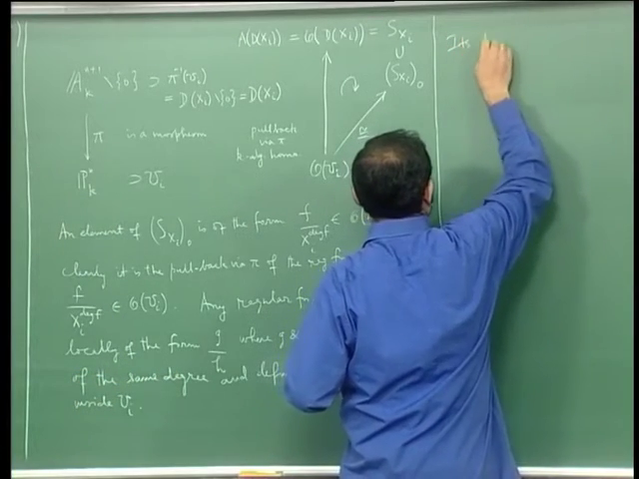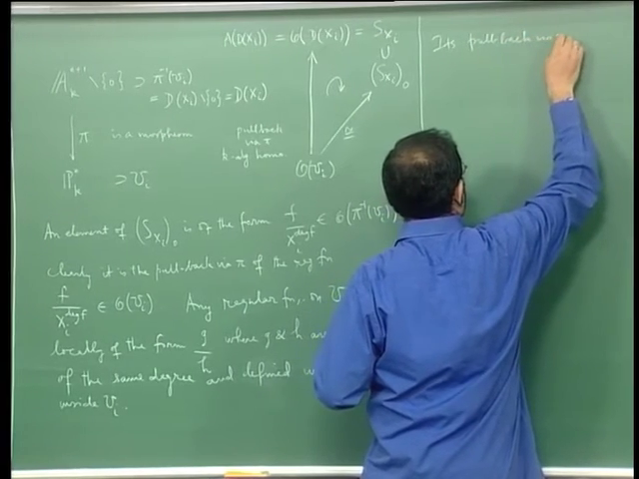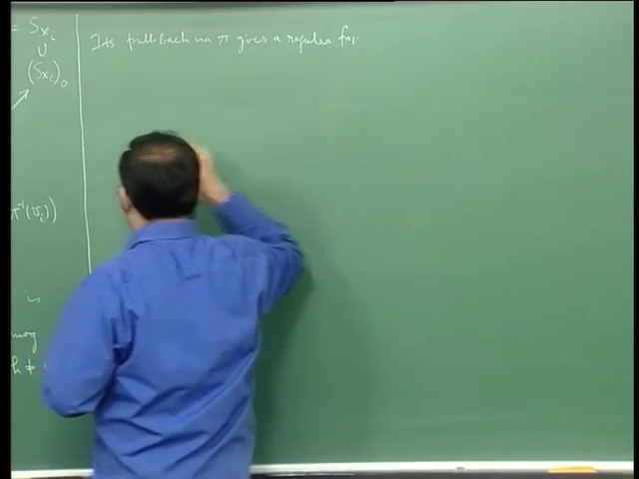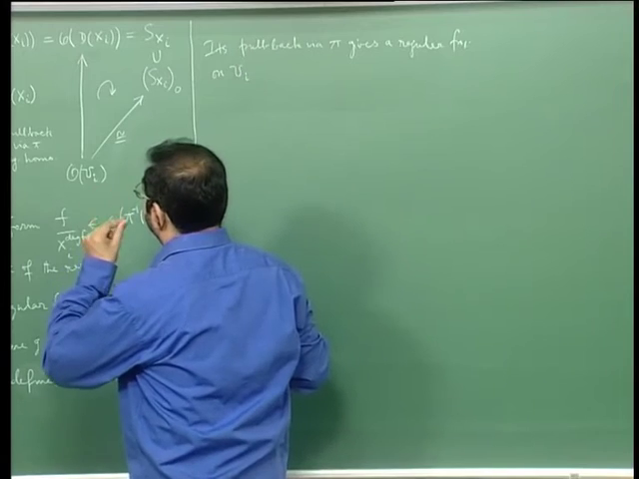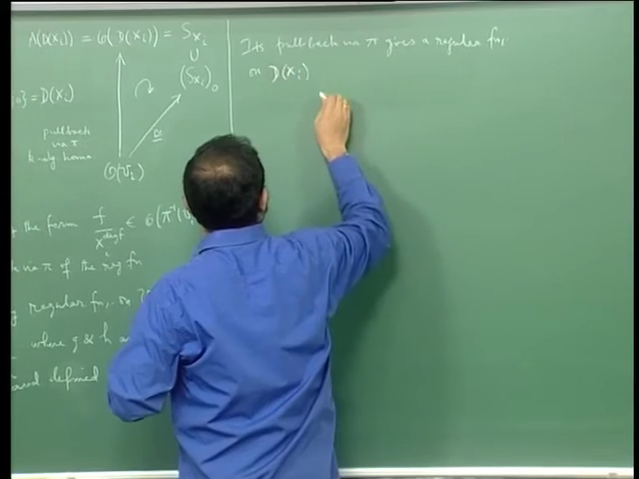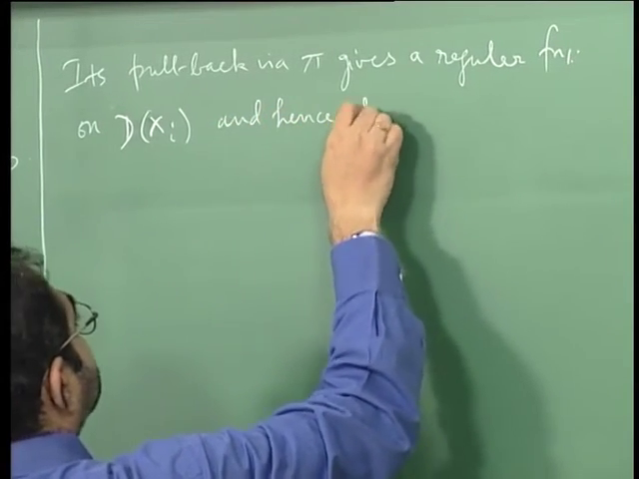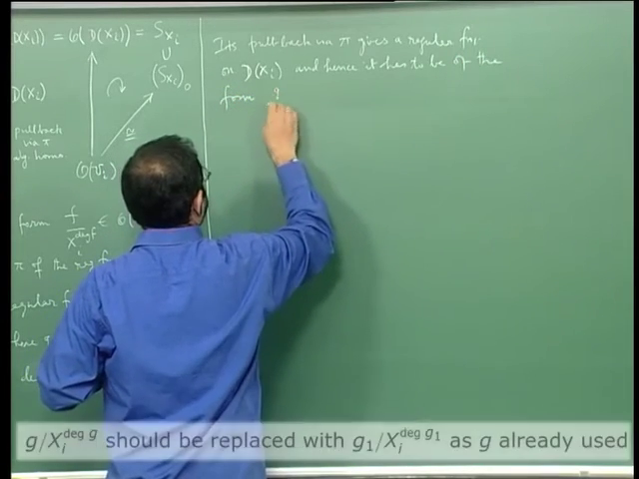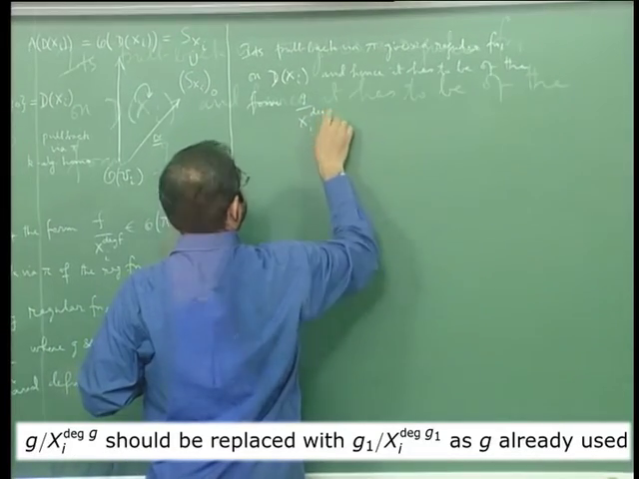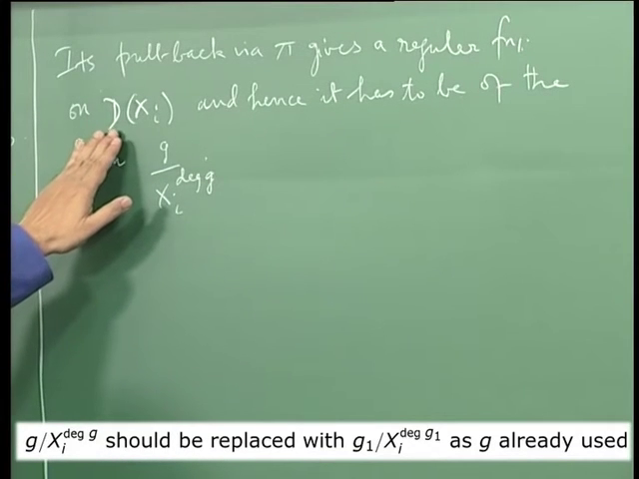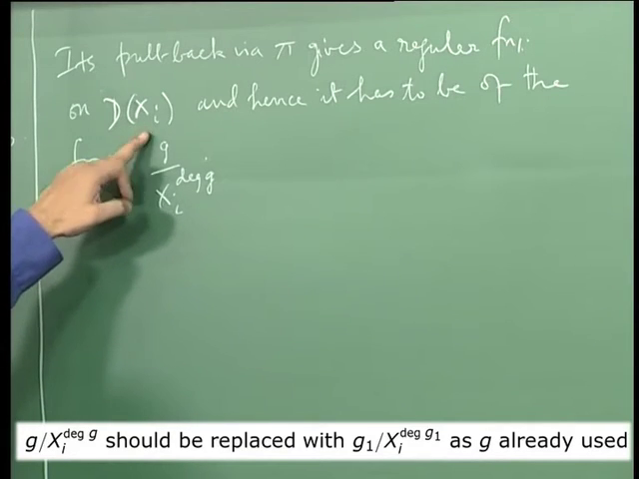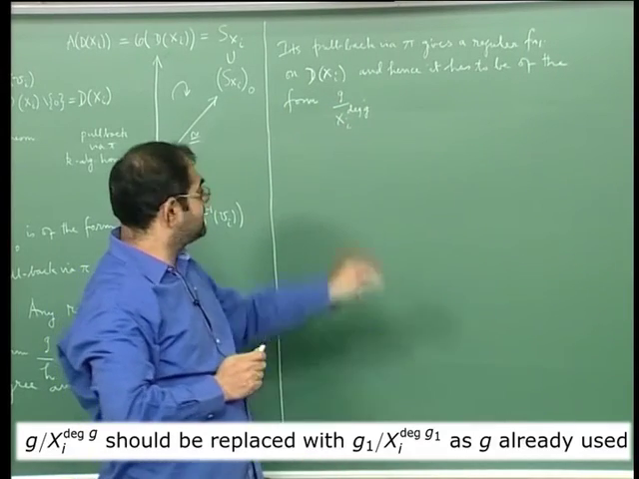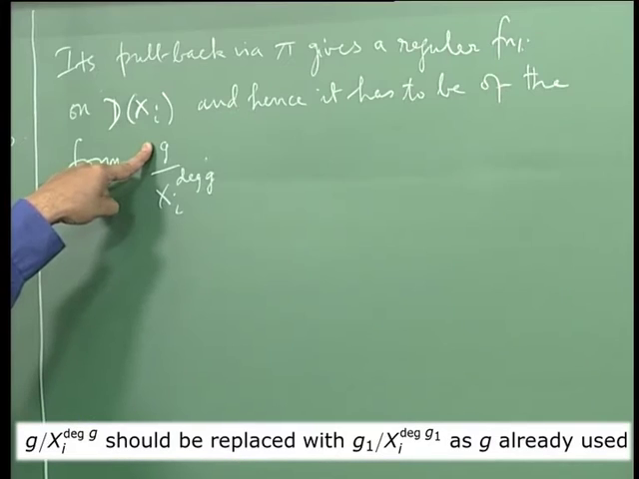See, its pullback via pi gives a regular function on D(xi), and hence it has to be of the form g by xi to the power of degree g, okay, because the regular functions on D(xi) have to be of the form g by some power of xi, and if they go down to a function on projective space, the power of xi below should be equal to the homogeneous degree of the polynomial above.